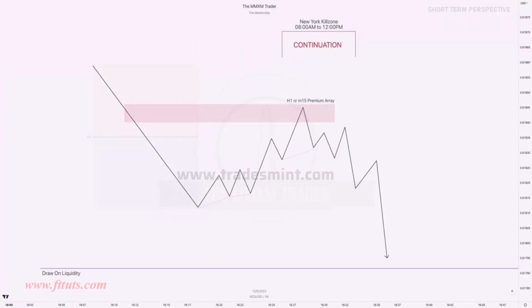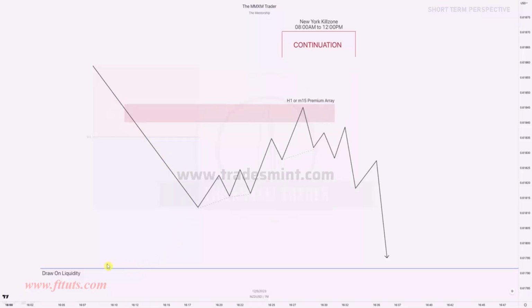Right, we've got a crude depiction for our short-term perspective bread and butter model, right? Remember, time is very important, so we're going to be looking for that setup in New York kill zone 8 a.m. to 12 p.m., right? For that continuation or reversal. Now over here, we've got a continuation pattern, and basically what you're looking for is premium and discount levels. So you draw out your range, right? If you're looking for shorts, you're looking for a premium array, obviously. So that could be a 1 hour or a 15-minute POI.